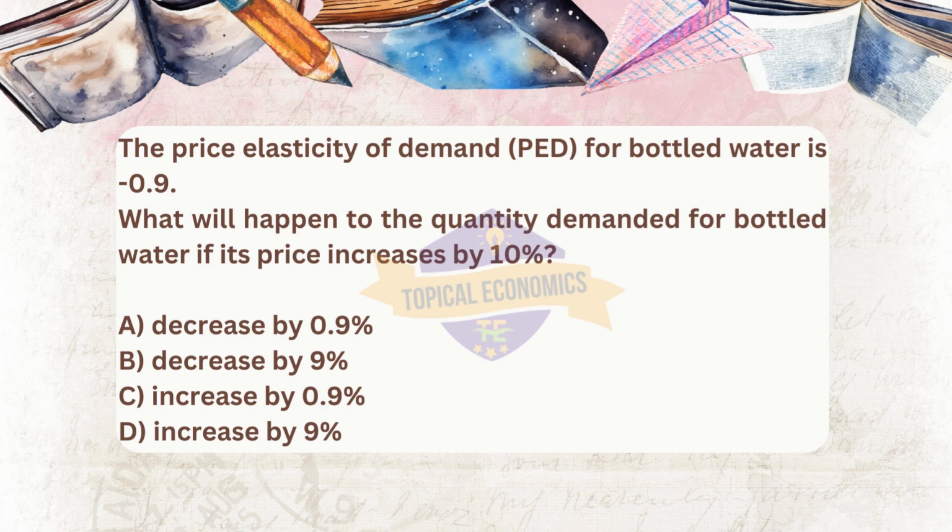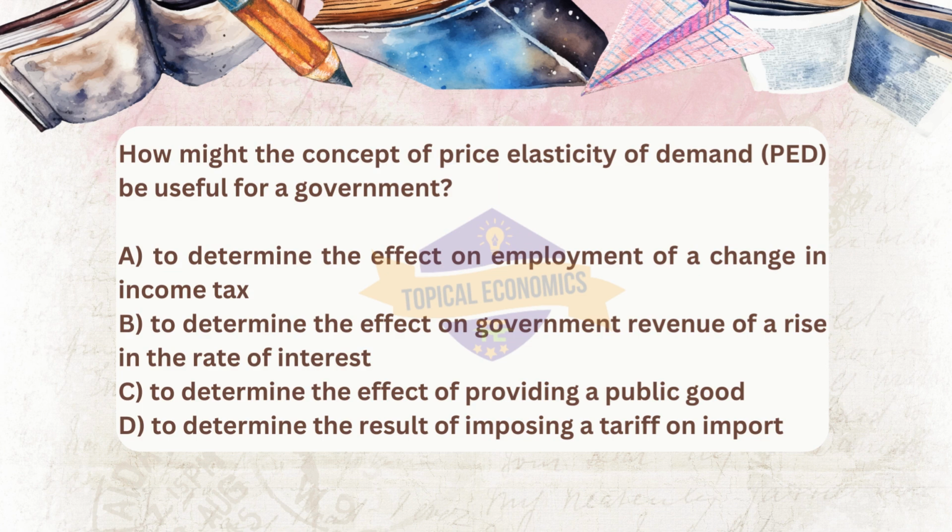Price elasticity of demand, PED, is calculated as the percentage change in quantity demanded divided by the percentage change in price. Given that the PED for bottled water is minus 0.9, a 10% increase in price will lead to a percentage change in quantity demanded equal to PED multiplied by the percentage change in price, that equals minus 0.9 multiplied by 10% equals minus 9%. The negative sign indicates a decrease in quantity demanded. Thus, if the price increases by 10%, the quantity demanded for bottled water will decrease by 9%. Moving on to ninth question.